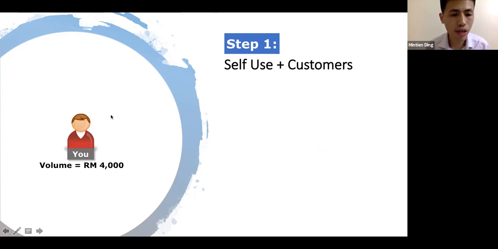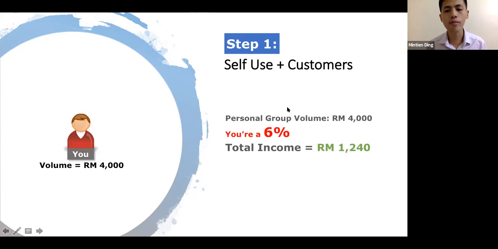So by having 4,000 sales in a month, your income from Amway is 1,240. Then again, you will come back to this point. This is just an illustration. You can do more than 4,000 and earn more than 1,240, or you can do less than 4,000. It's entirely up to you because you are your own boss.